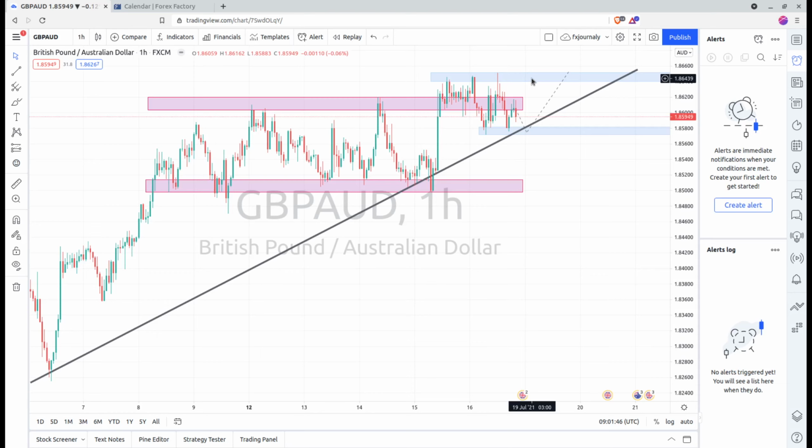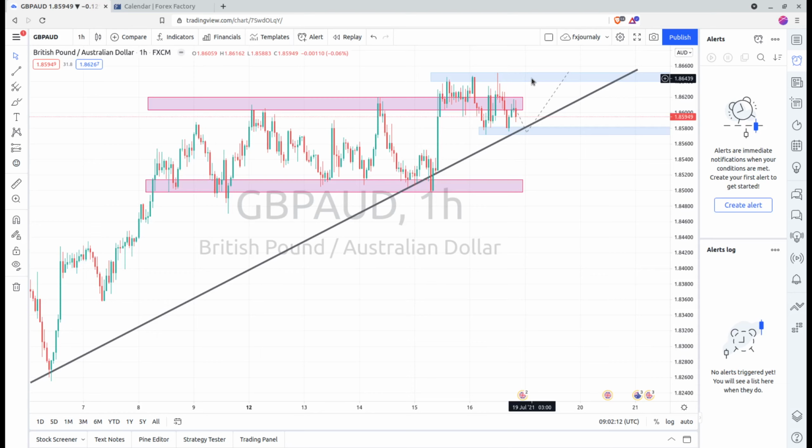So if you're asking me, and if you're asking any rational-minded person out there, don't fight the trend. There's every indication that this thing is going to keep moving upwards. But as we know with GBP pairs, they love to retrace before moving up.